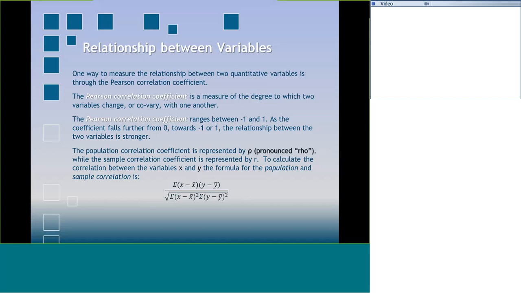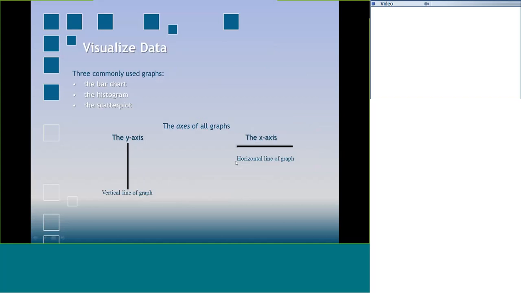The formula for the correlation coefficient is also relatively intense. It is even more complicated than the formula for the standard deviation. Luckily, we can again use Excel to calculate it for us. Now that we can describe the distribution of a variable and measure the degree to which two variables are related, it is helpful to discuss ways in which we can visualize the data.